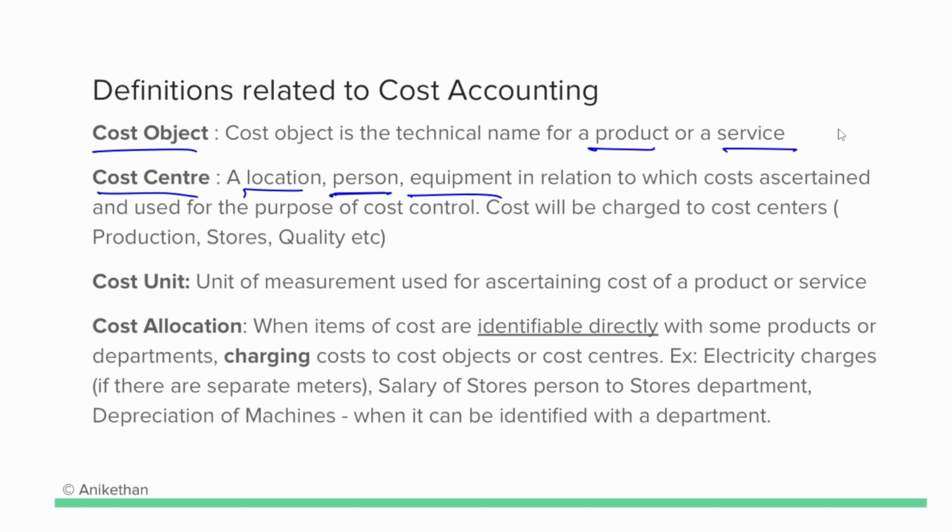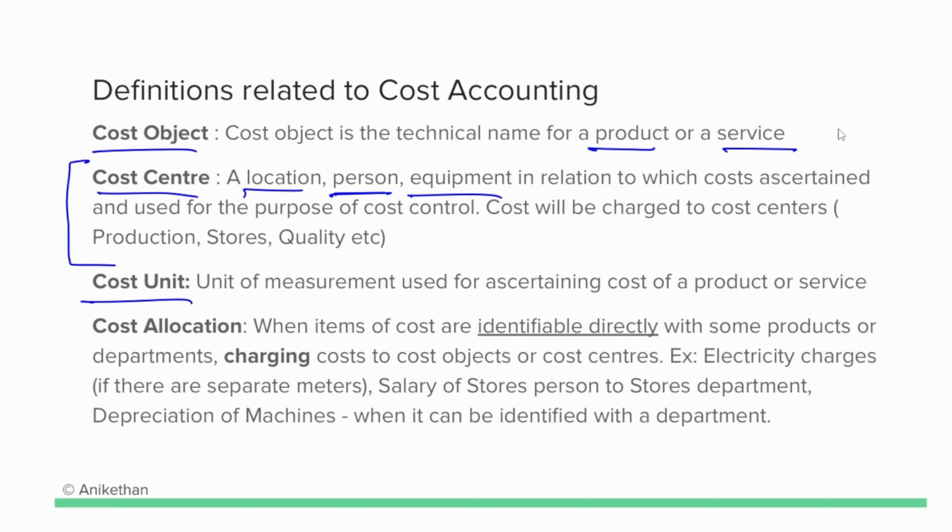Then equipment. Within the factory, there may be 10 different types of machines or equipment. They can be cost centers. So how to define a cost center is left to that company. Based on their requirement, where they want to monitor the cost, they will define what is a cost center. So when you have become an ACMA and you're visiting a factory as a cost auditor, or you've joined as a cost accounting executive, you should first understand what these cost centers are in that organization. That is very, very important.